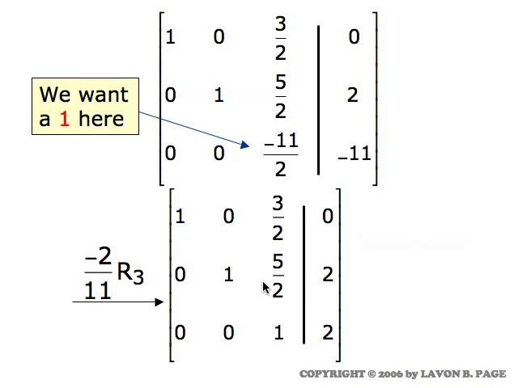We move on to the third column. We want to produce a 1 in this spot. We do that by simply multiplying row 3 times minus 2 over 11. That is the reciprocal of this number. So the new row 3 becomes 0, 0. Minus 11/2 times minus 2/11 is 1. And minus 11 times minus 2 over 11 is 2.